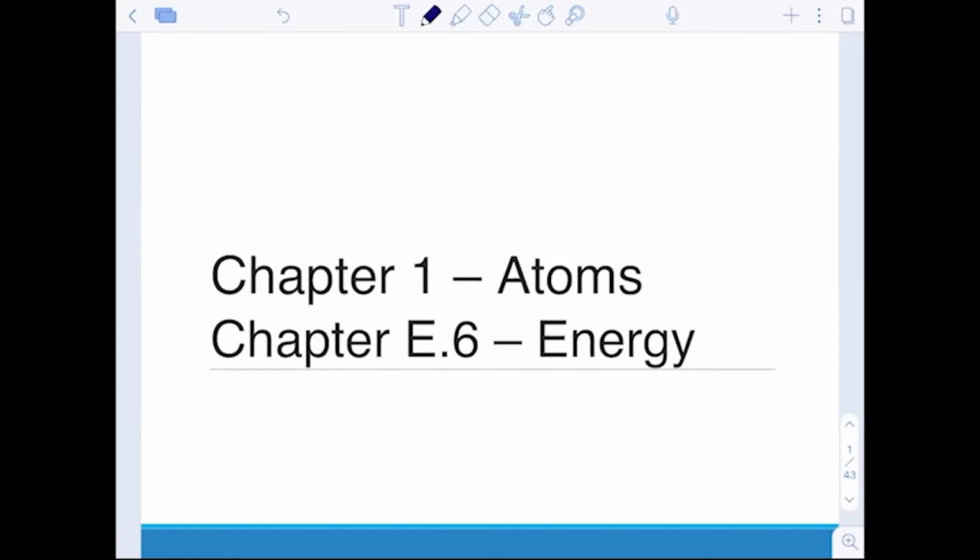We'll be able to talk about what a scientific law is, some theories, and we'll get into a couple of experiments that scientists did to help us understand how we have this picture of what an atom is.